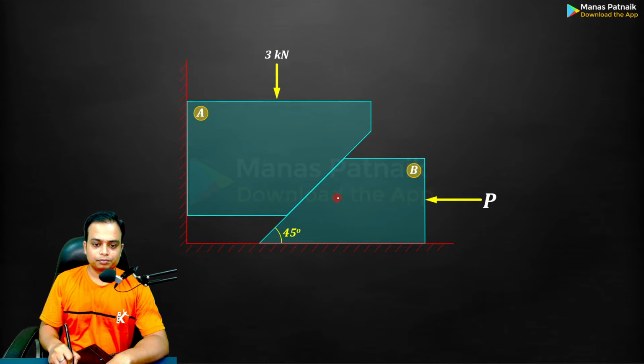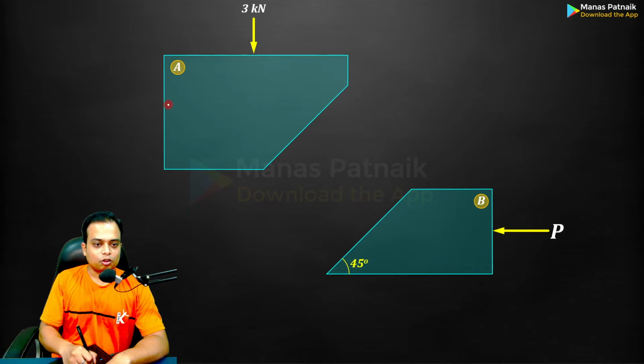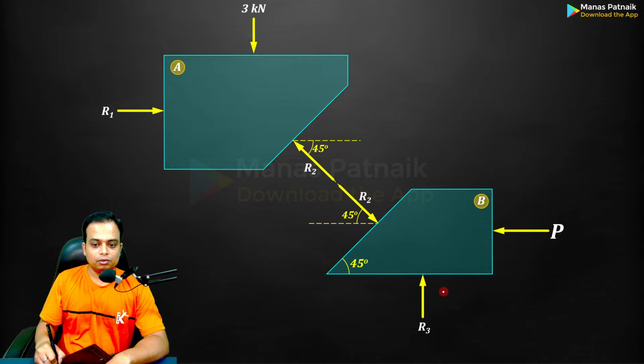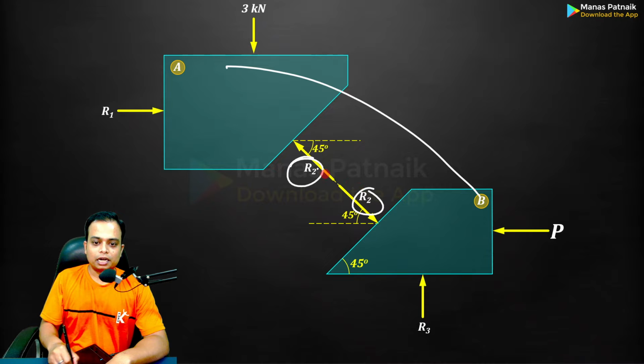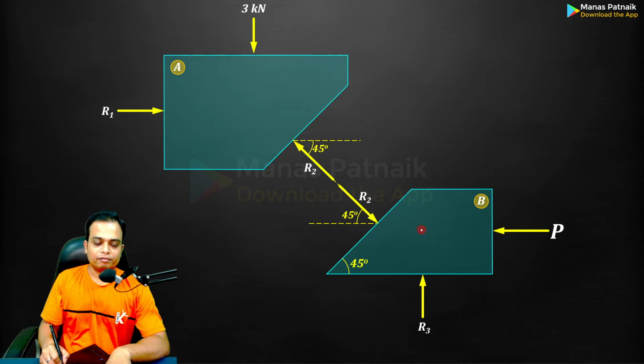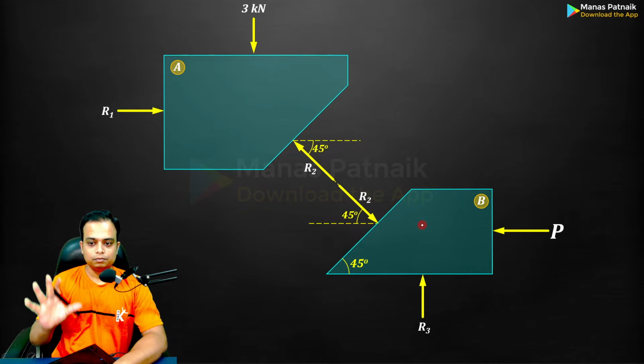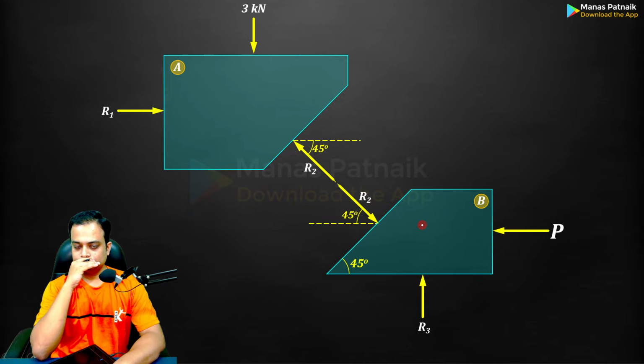What do we do now? Separate both the bodies, and before that, let me tell you, these are the 3 contacting surfaces. So obviously you are going to get normal reactions. Let me free them. These are the normal reactions: R1, R2, and R3. This R2 is from B to A. This R2 is from A to B. That is the only difference. So far, so good.